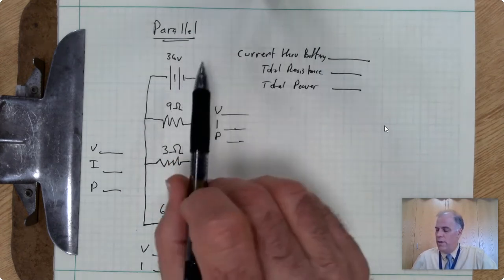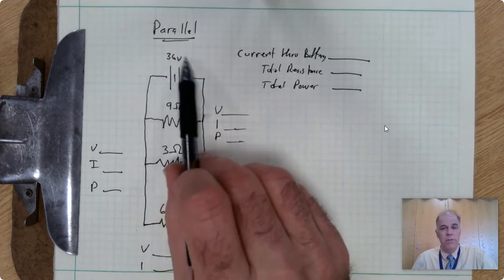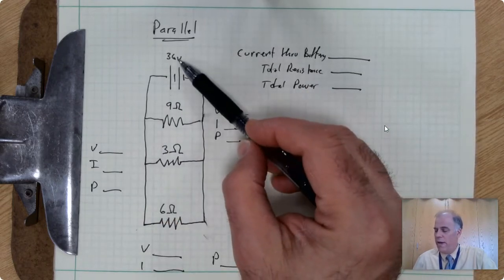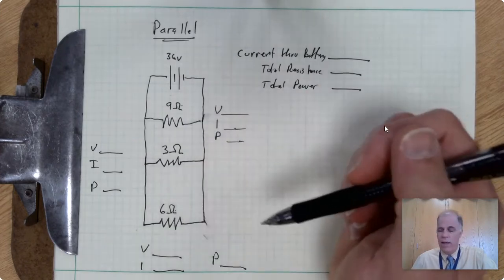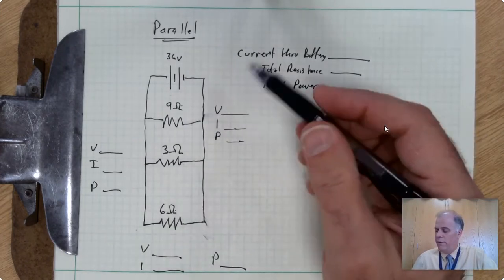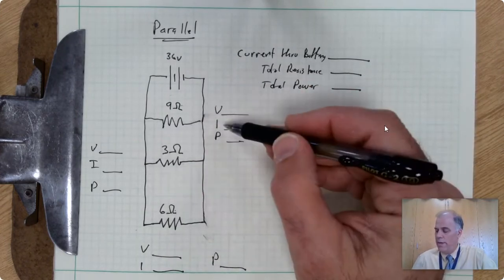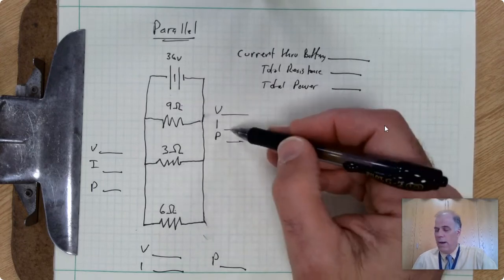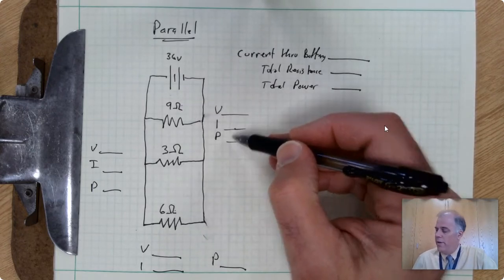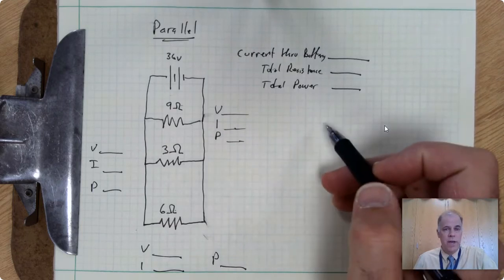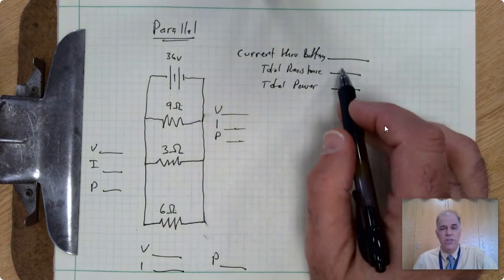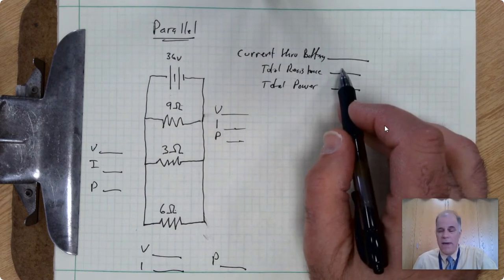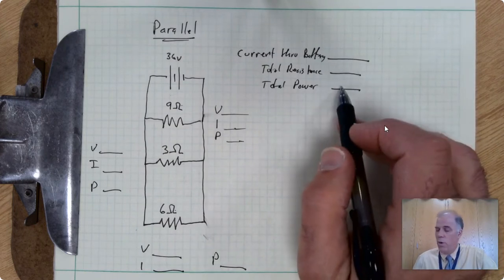But still, all of the power and the energy is coming from the battery. So in this case, we have a 36-volt battery going through 9 ohms, 3 ohms, and 6 ohms set up in parallel. Again, we want to figure out the voltage drop across each one, the current flowing through each one, the power dissipated by each one, and the same information for the battery: the current that the battery is producing, the total resistance faced by the battery, and the total power produced by the battery.